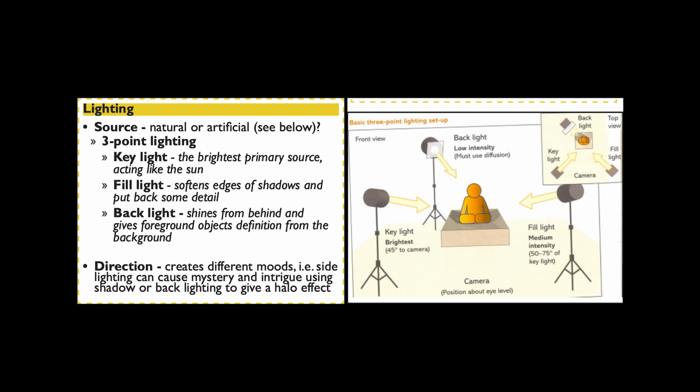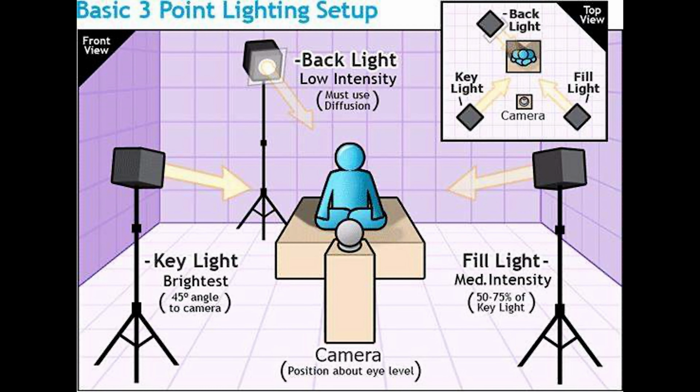In summary, your source of light might be artificial or, more likely in your case, natural. Your key light is the brightest primary source acting like the sun. Your fill light softens edges of shadows and puts back some detail. What we haven't yet spoken about is the backlight. It shines from behind at a higher angle still and gives the characters what's often known as the hair light. It gives them definition from the background, especially if a more shallow depth of field has been used.